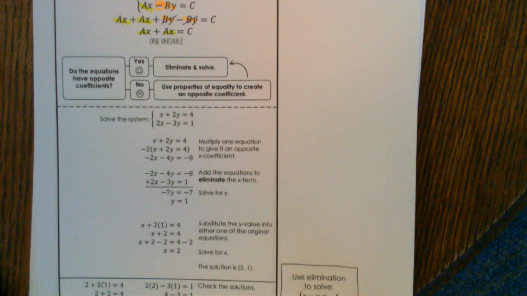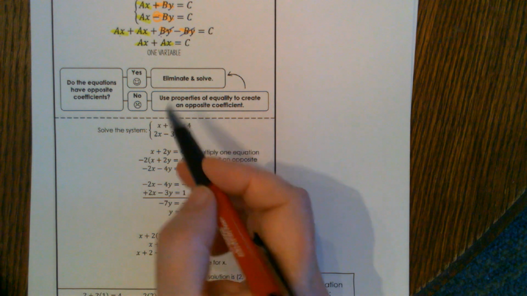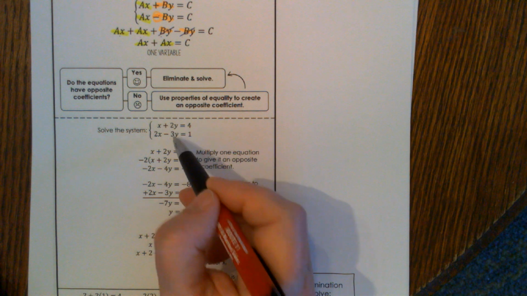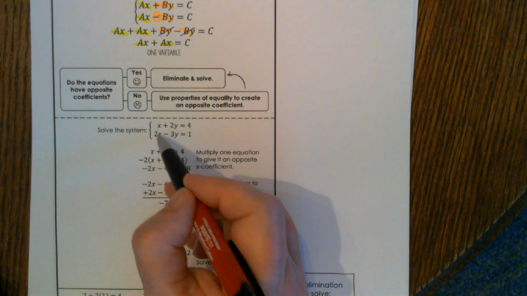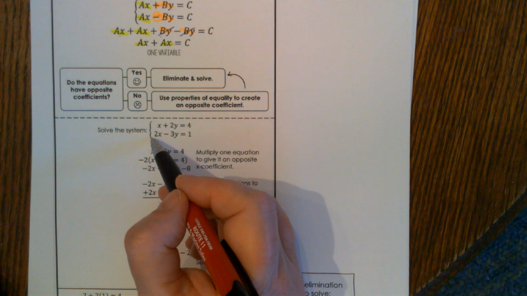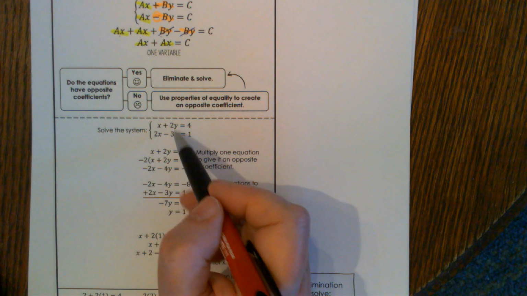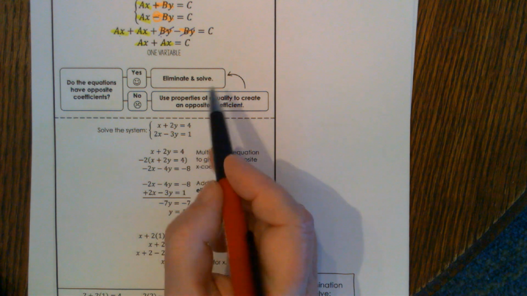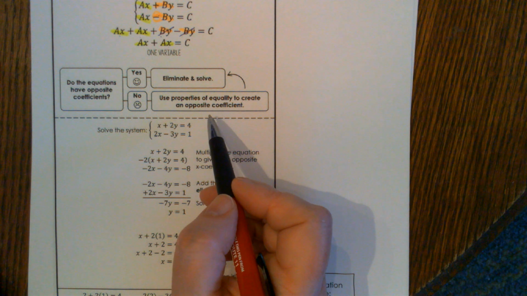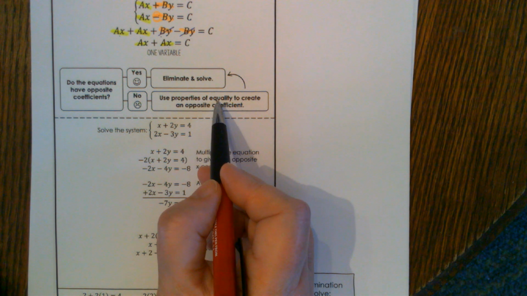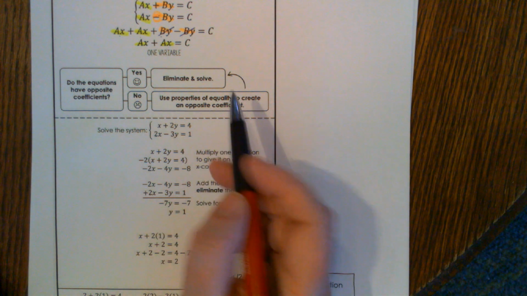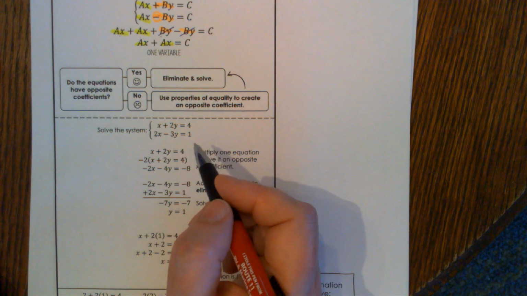Okay, so here these are not the same coefficients, so they just don't cross each other out. These are the same. They're both positive, so they're not opposite. So there's no real opposite coefficients here. So we're going to use the properties of equality to create an opposite coefficient. If you don't remember what this is, there is a video that I can have you look at, or I can go over it with you. But I think it'll make sense when we start going.